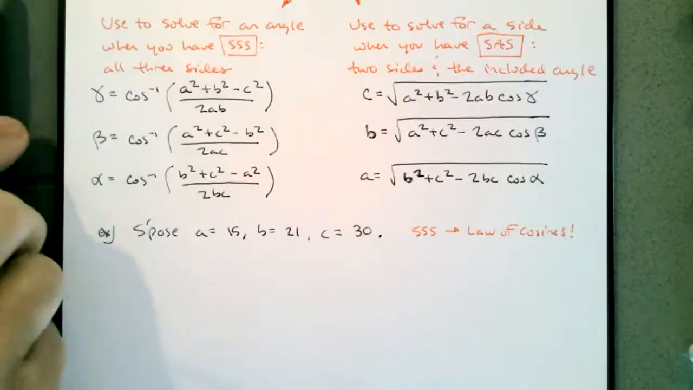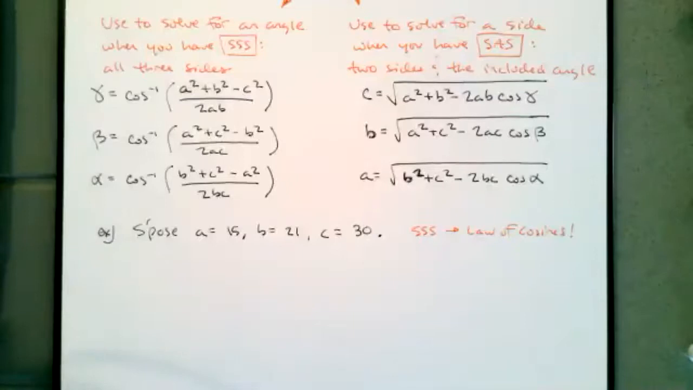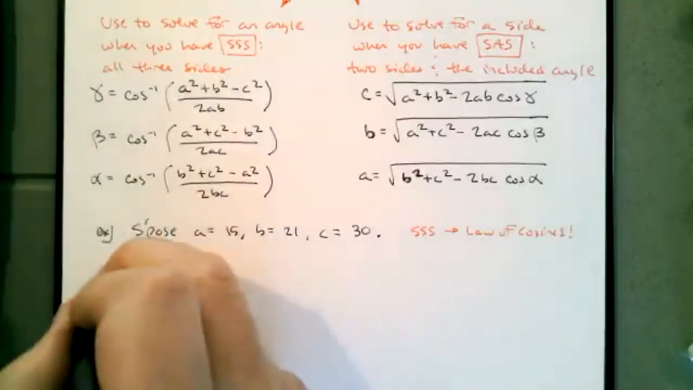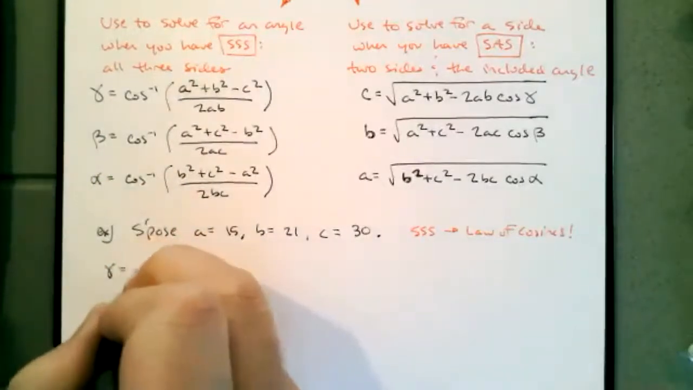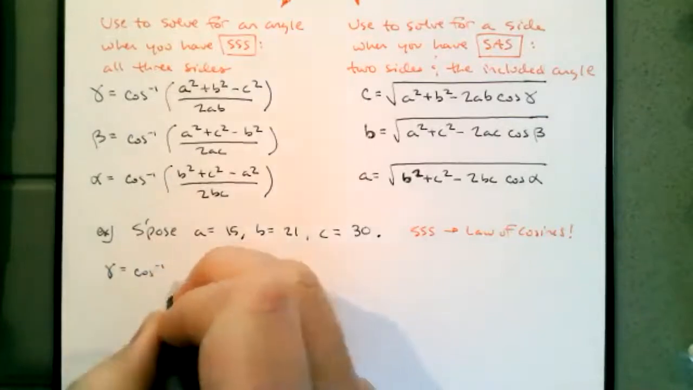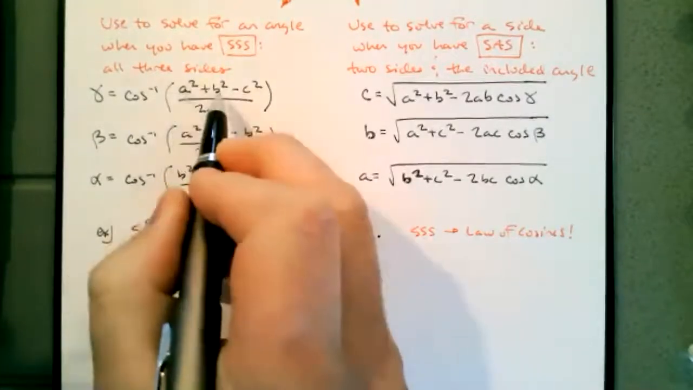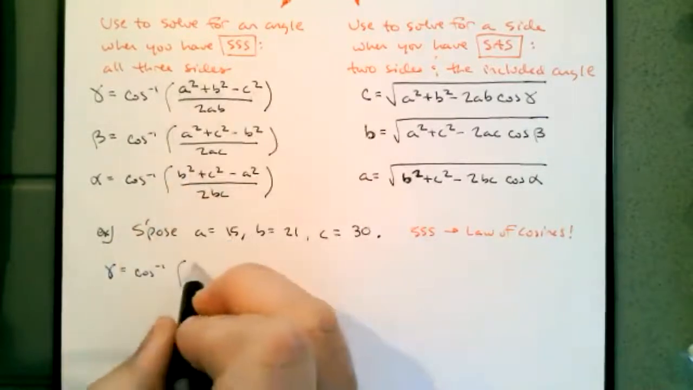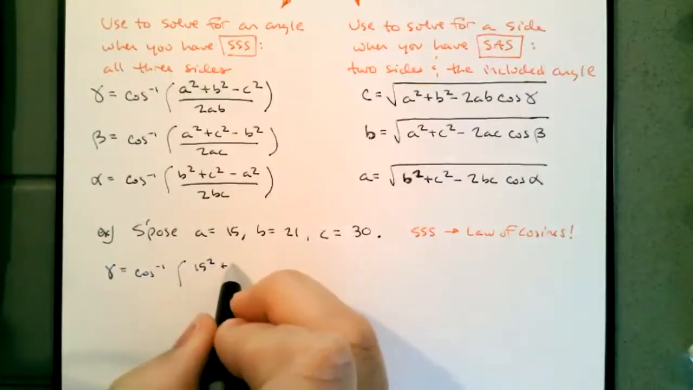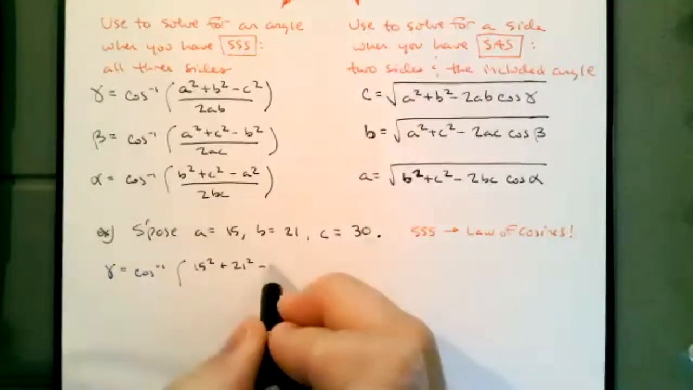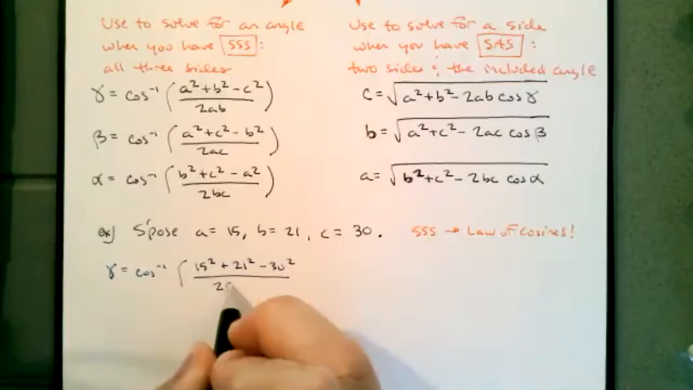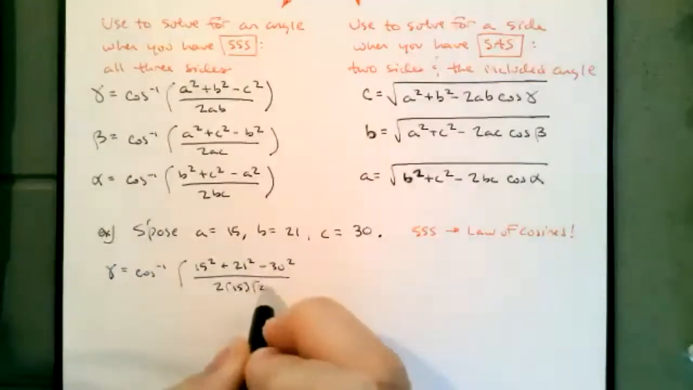So we're going to use the law of cosines to solve for one of the angles. It doesn't matter which angle we solve for, but the first one I have listed here is gamma. So I'm going to solve for gamma. I'm going to say gamma is the cosine inverse of a squared plus b squared minus c squared, all over 2 times a times b.